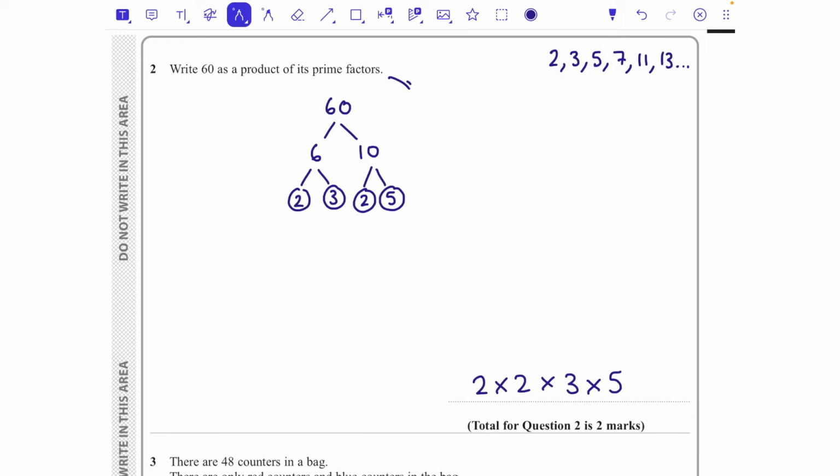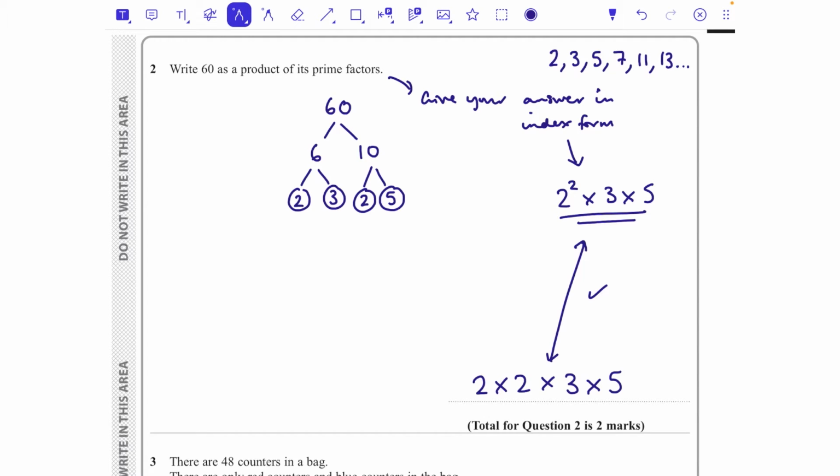Sometimes on this question, it says give your answer in index form. If it did, you would have to write it as 2 squared times 3 times 5, but as it is, either of those would have got full marks, absolutely fine, because it didn't say that, so you were okay to give it in either way.